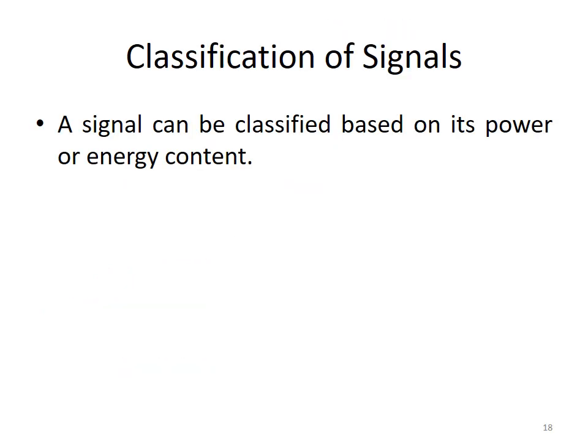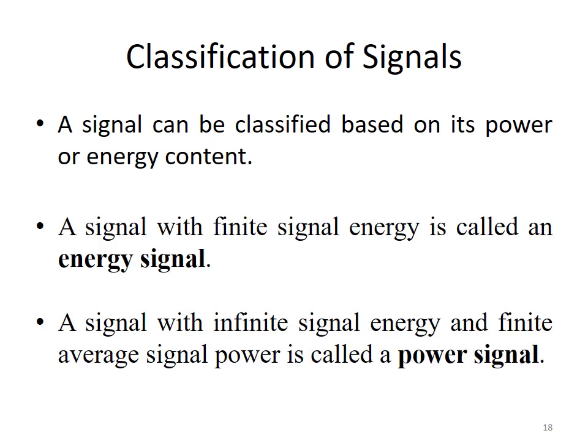Now the new classification can be done based on the signal energy and power content. A signal with finite signal energy is called an energy signal. A signal with infinite signal energy and finite average power is called a power signal. So whenever we refer to an energy signal, it means it has finite signal energy, and when we call a power signal, it means it has infinite energy but it has a finite average power.